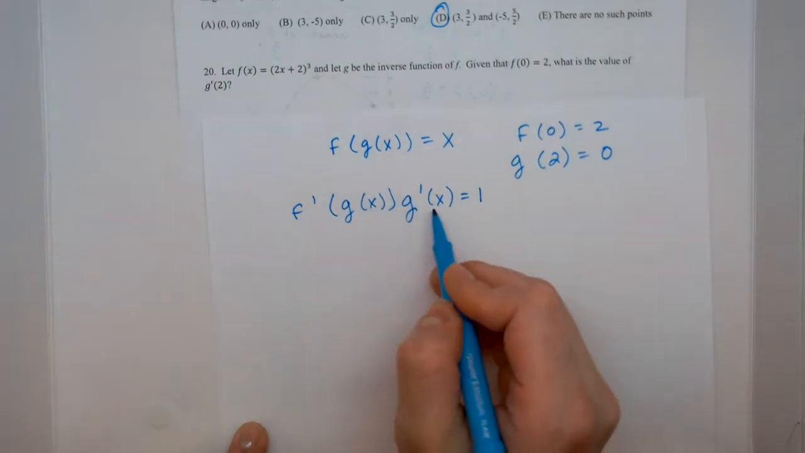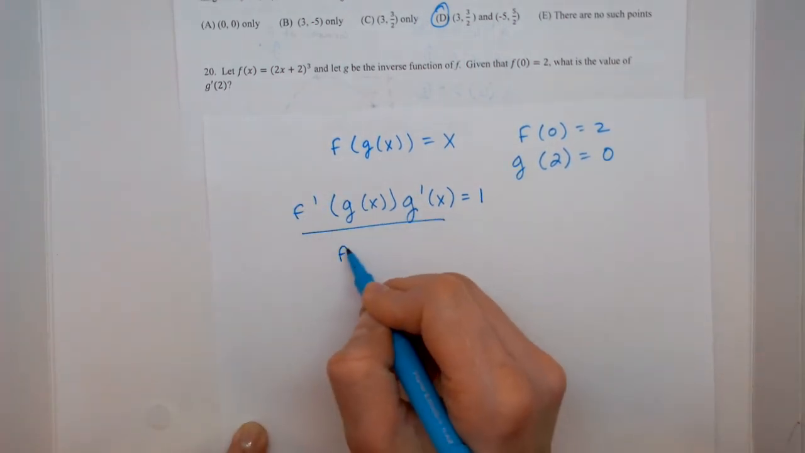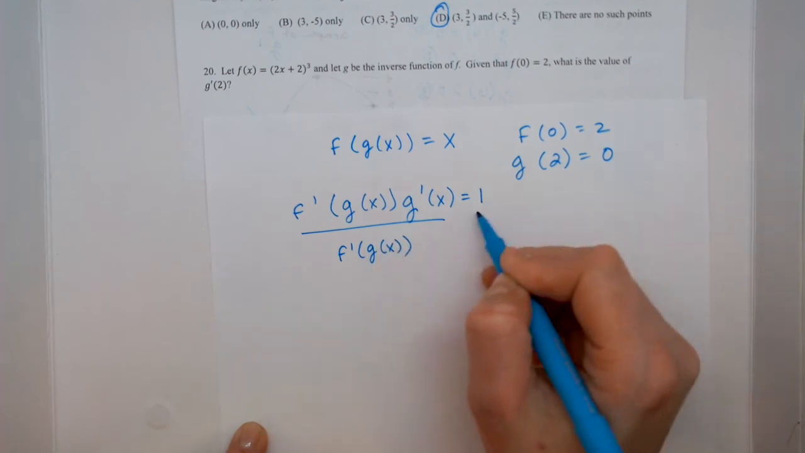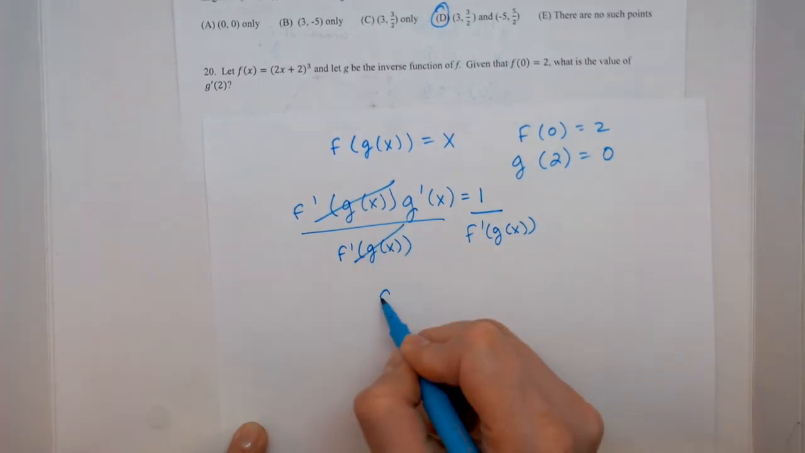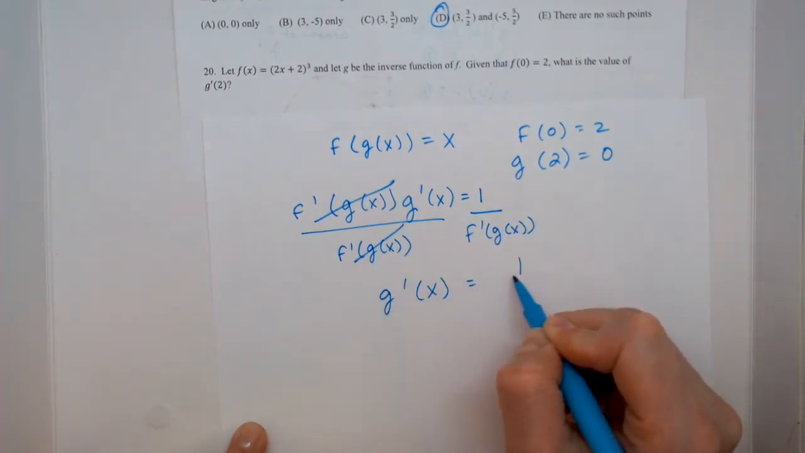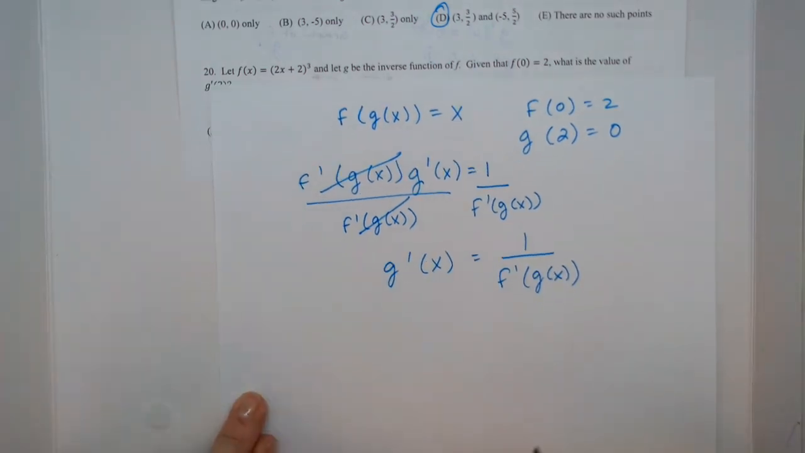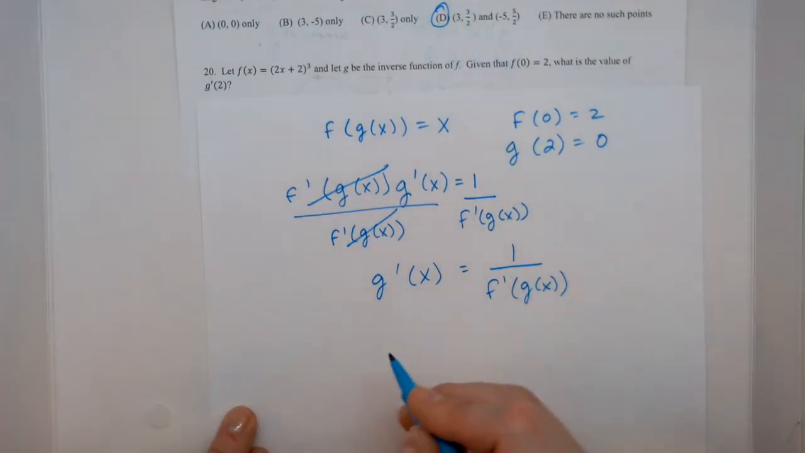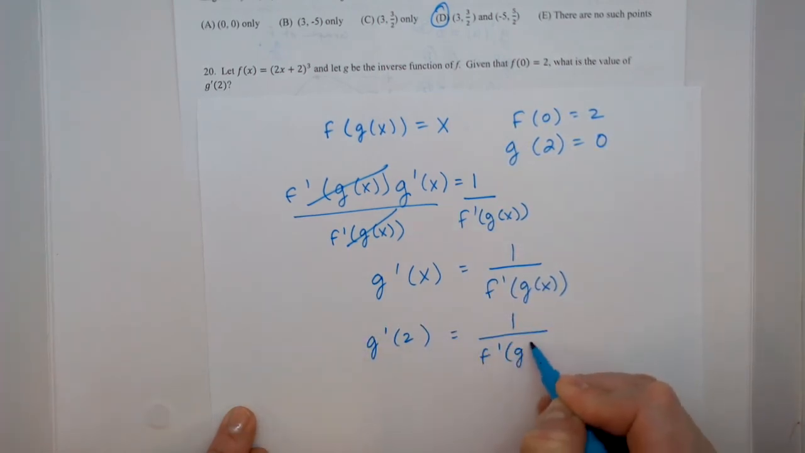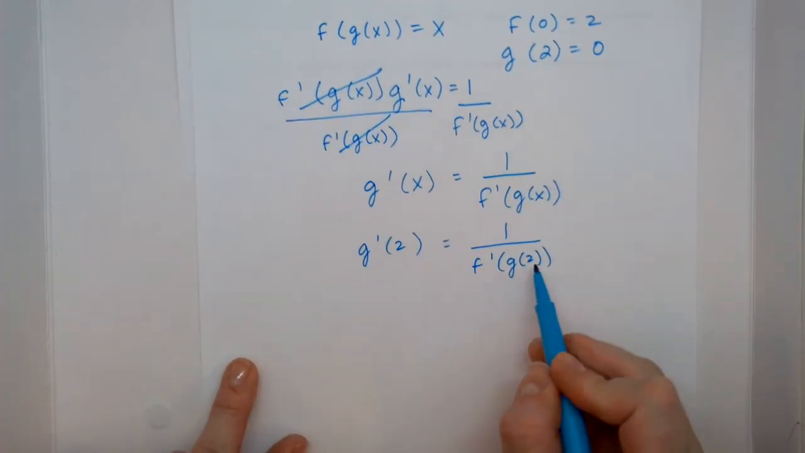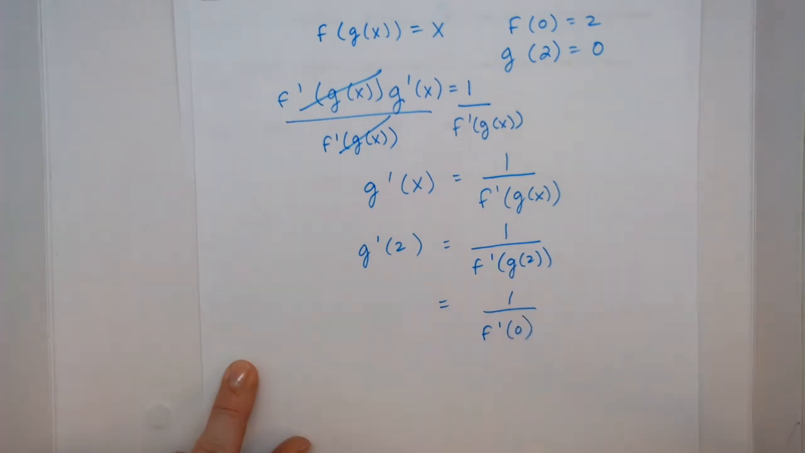Now, let's solve for g prime of x, because that's what my final answer is going to be. So we divide by f prime of g of x. Okay, so g prime of x is going to be equal to 1 divided by f prime of g of x. Now let's just plug in our x value. Again, we're looking for g prime of 2, so we want to plug in 2. Now we know that g of 2 is 0, so we have 1 divided by f prime of 0.